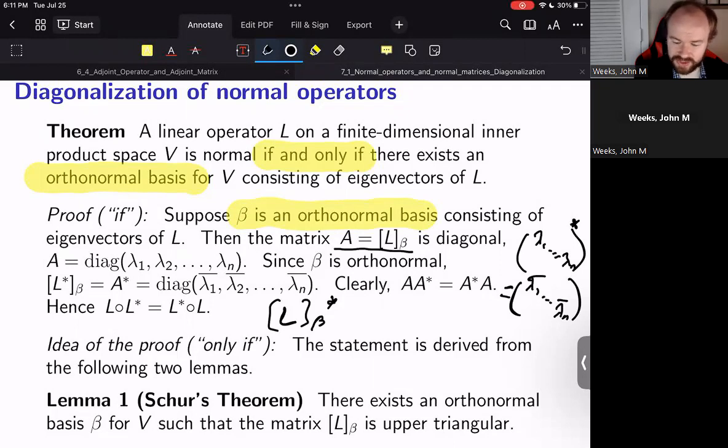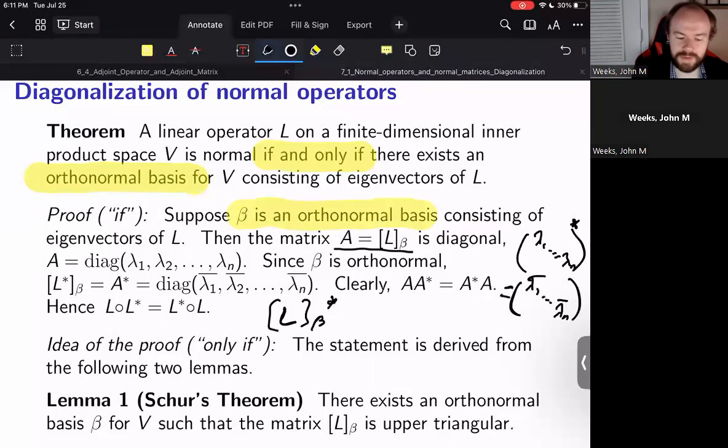We have that A star A is equal to A A star. Whenever I multiply these together, I get to look at the diagonal and take the absolute values of each of the eigenvalues squared. That's what this ends up being when I multiply these two things together. Hence, these two things should compose just like the matrices do, thanks to a previous theorem that we had.